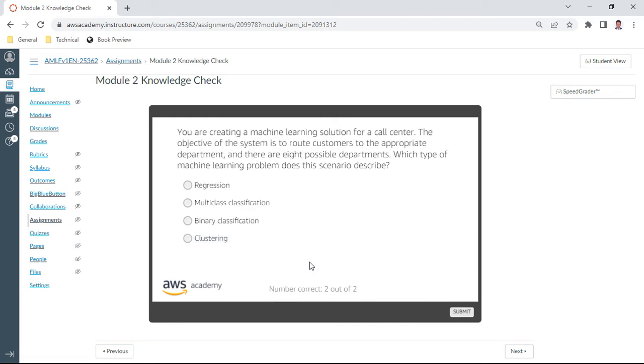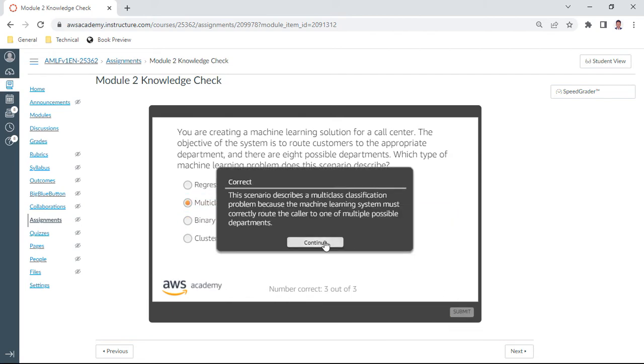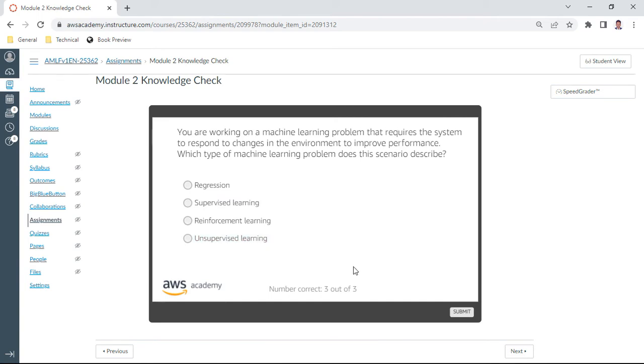You are creating a machine learning solution for a call center. The objective of the system is to route customers to an appropriate department, and there are 8 possible departments. Which type of machine learning problem does the scenario describe? It is multi-class classification, B. Yes, that is correct.